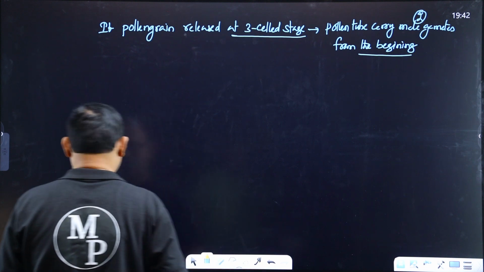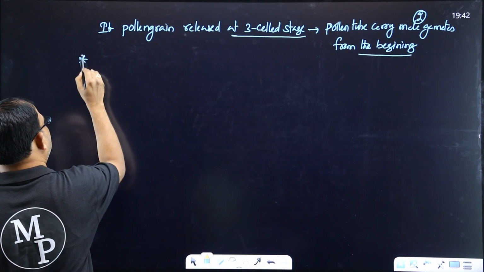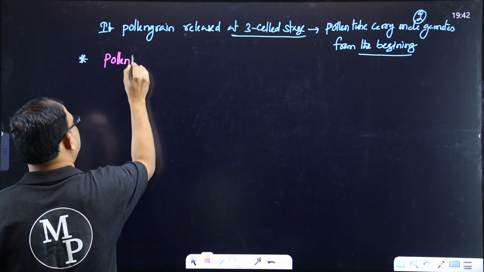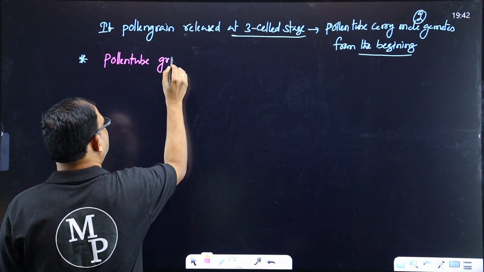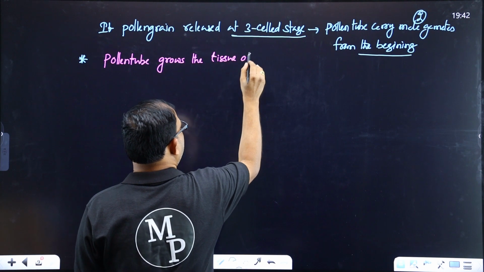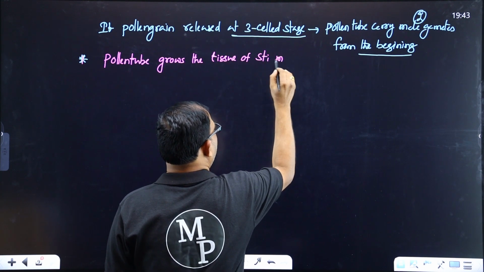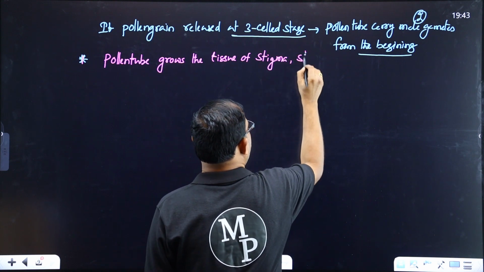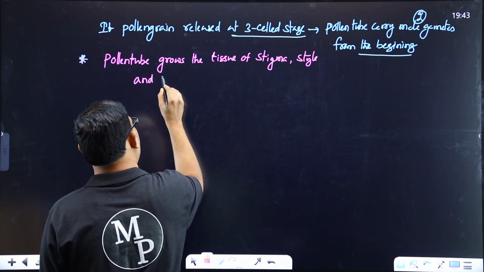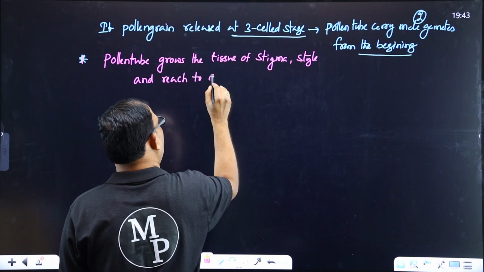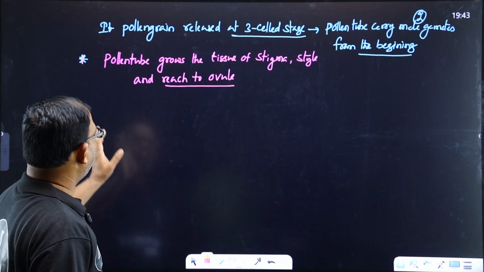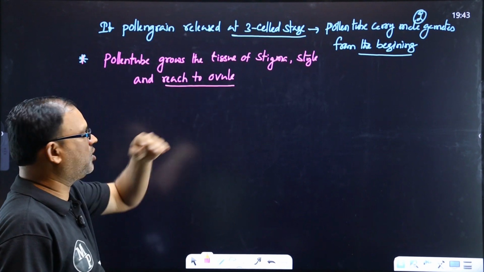Now see all of you. After that, this pollen tube grows through the tissue of the stigma and style and reaches the ovule. This is very, very important.